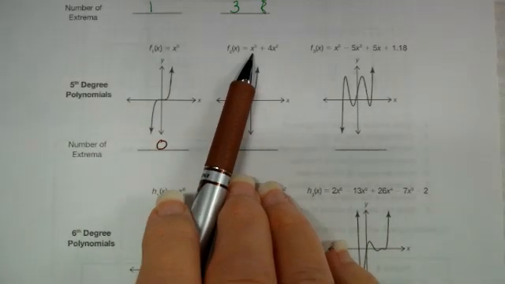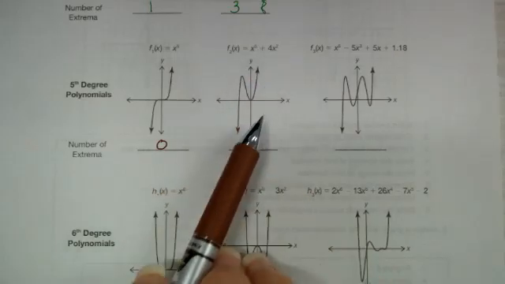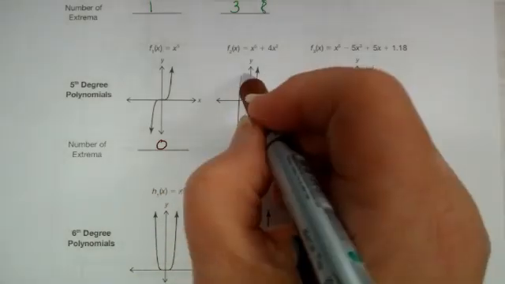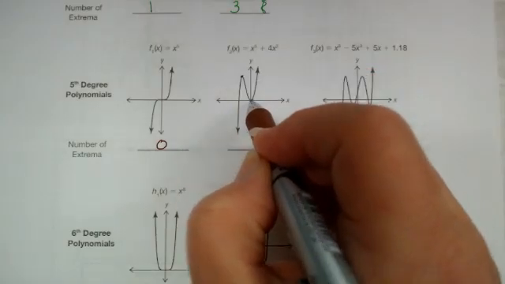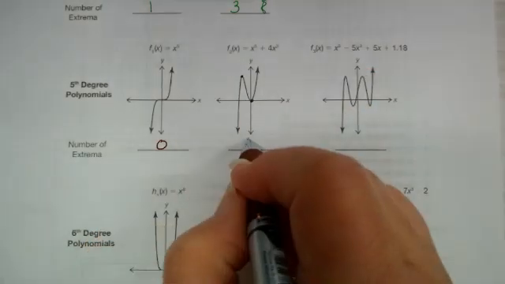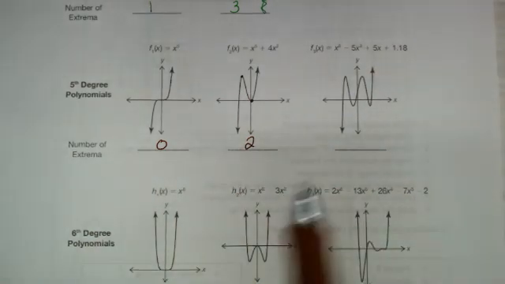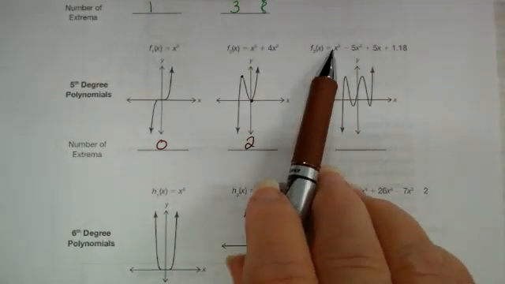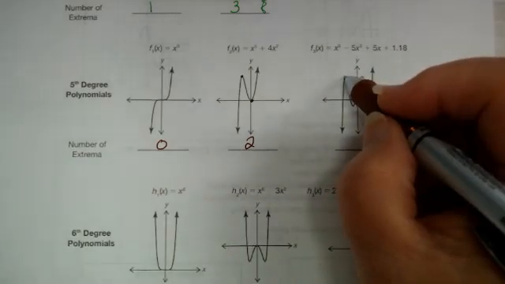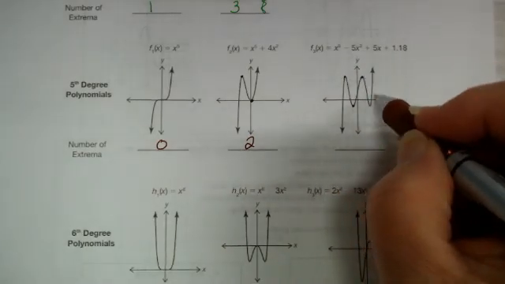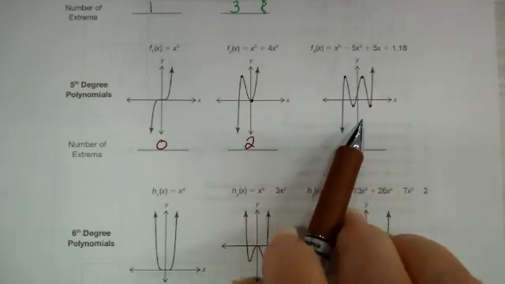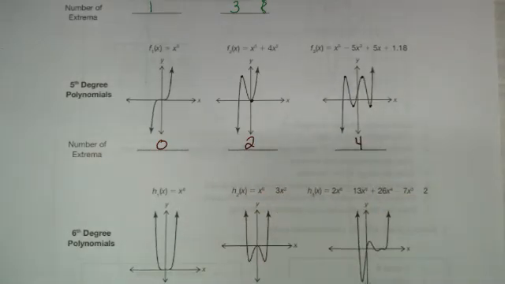Now this is still an x to the fifth, but if we add something to it, how many extrema do we have now? Well, I have this one and this one. A relative maximum and a relative minimum. I have 2. We're still an x to the fifth graph, but we've added some more things. And let's count. I have 1, 2, 3, 4. Notice I had relative maximums and relative minimums.